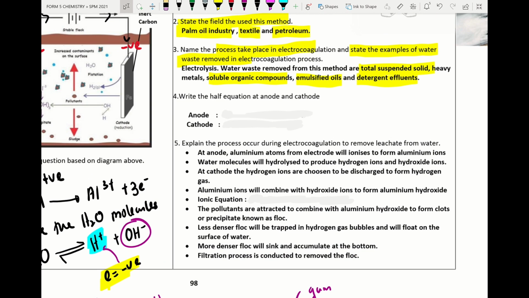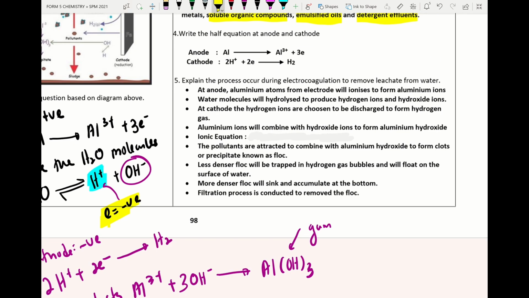We check the half equation at the anode given here, and the half equation at the cathode given here. Let's explain the process that occurs during electrocoagulation. At the anode, aluminium atoms from the electrode will ionize to form aluminium ion. The half equation is given. The factor involved at the anode will be factor 3, which is the type of electrode. Please remember that.